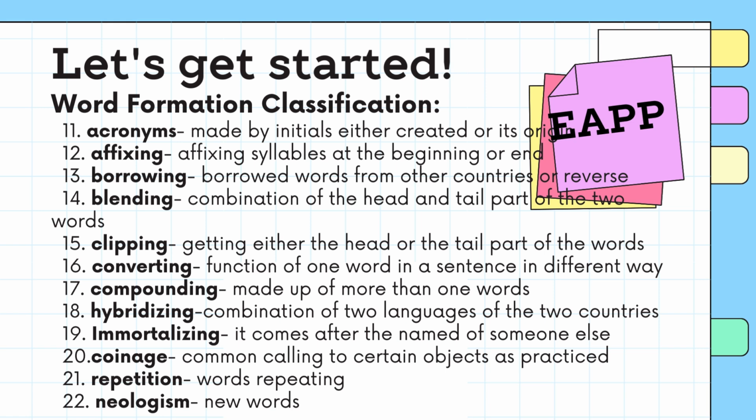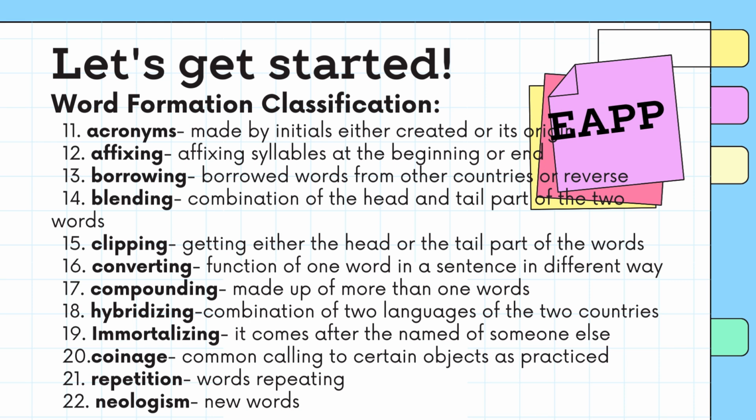And then we also have clippings. The clipping is a way of taking away the tail part or the head part of the words. Like, for example, chemotherapy for chemo. We also have biology for bio, zoology for zoo, liposuction for lipo, refrigerator for fridge, and so on.